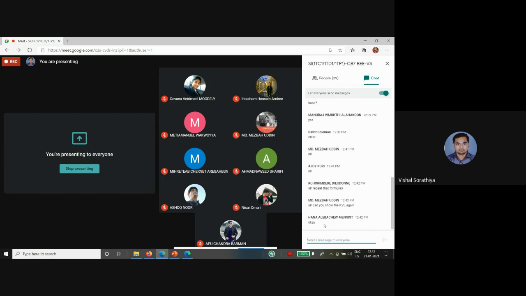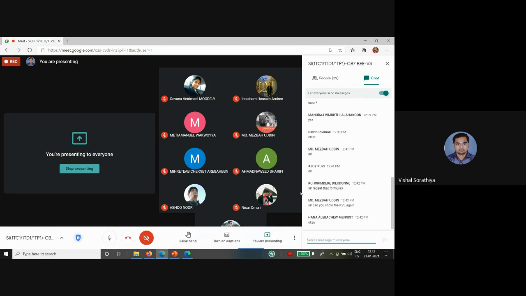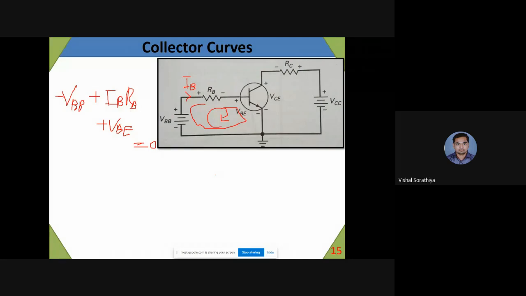Can you show the KVL again? Okay, let me go to that formula. This is the KVL formula I have applied. I'm starting from the minus terminal, so minus VBB, this power supply voltage, plus IB RB, the voltage drop across this resistor using IB as the current because it's the base terminal and the resistor RB, plus the voltage drop across the base emitter junction VBE, equal to 0.